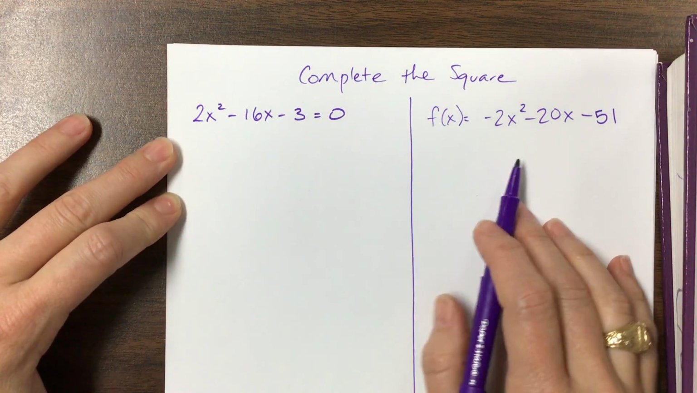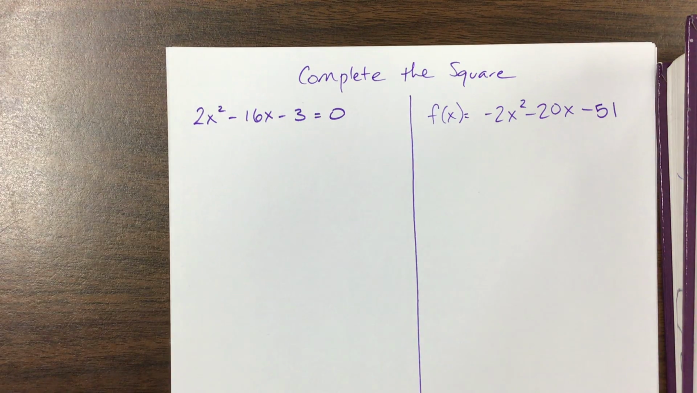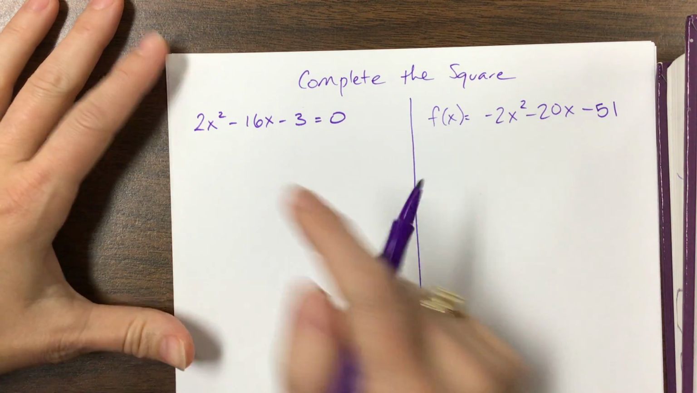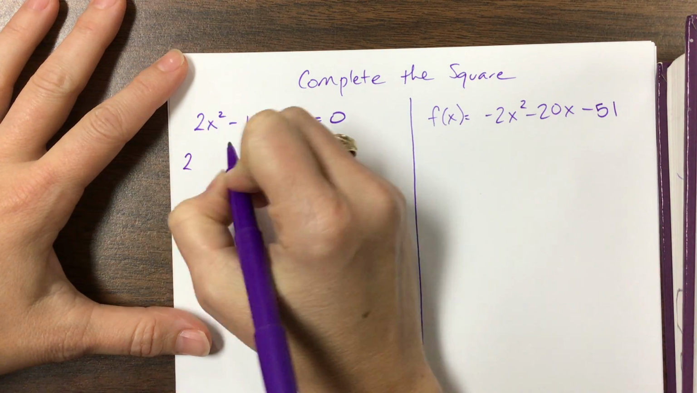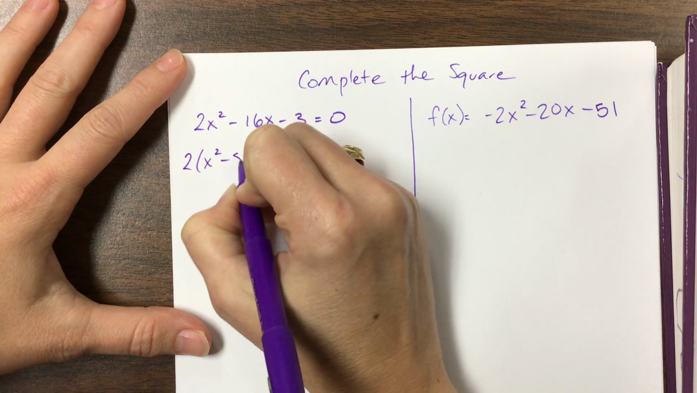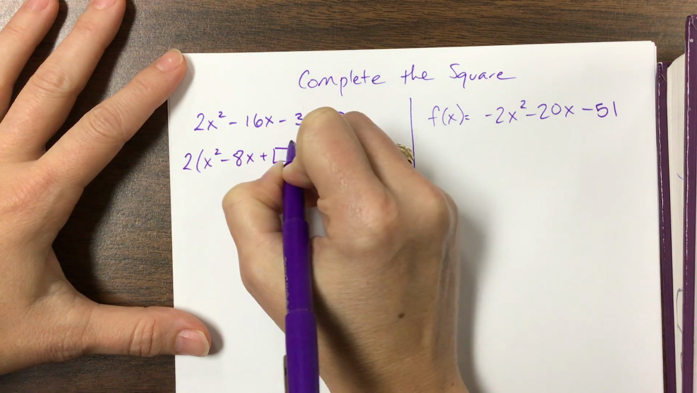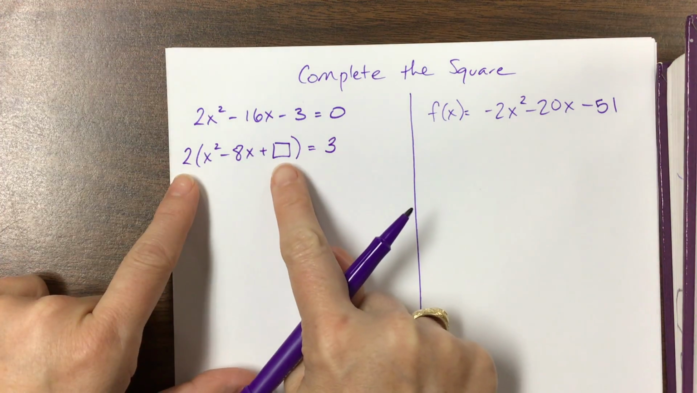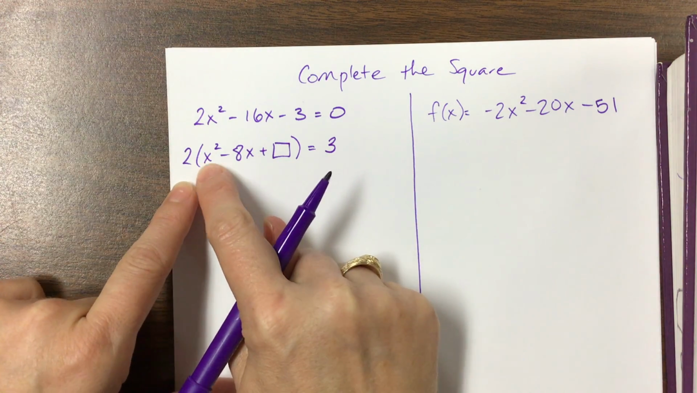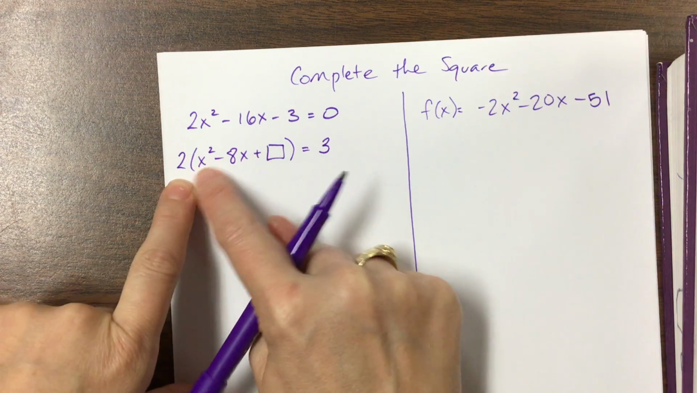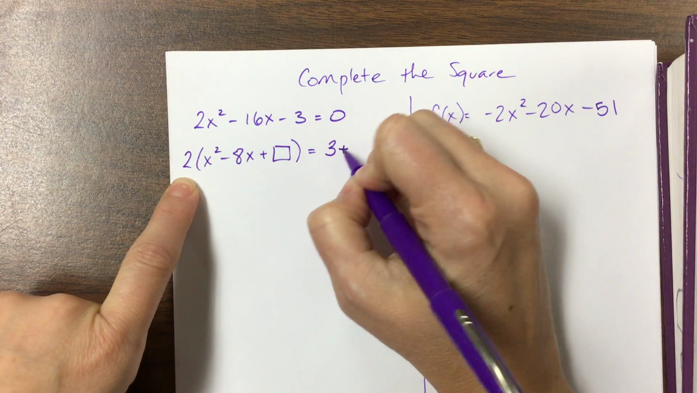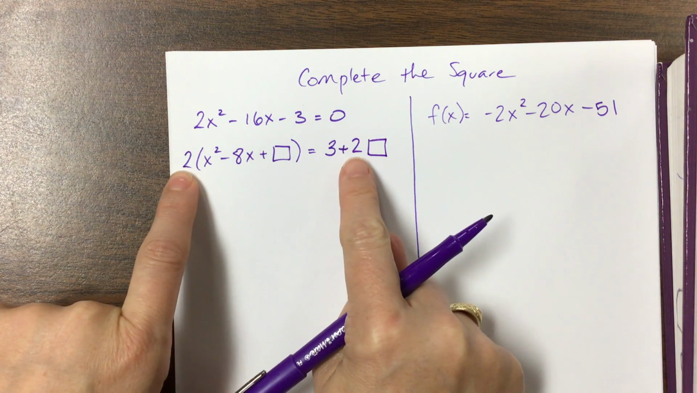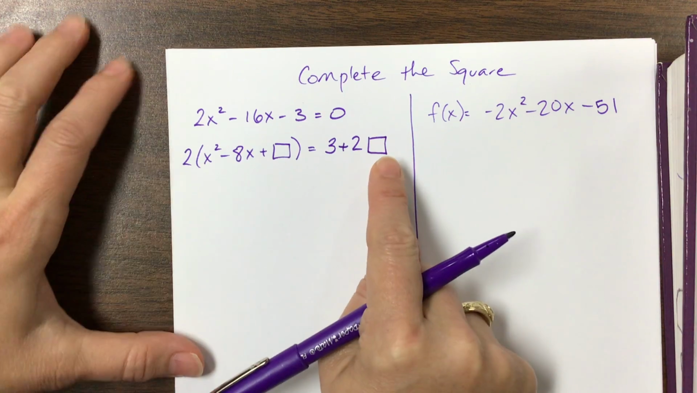So the first one, I designed these to be a little bit more than basic. Like the 2 out front is what I'm referring to. So I'm going to factor that out. Oh, and I meant to move this over to the other side. This gets moved over to the other side. And now notice this is not just x squared, this is 2x squared, and it's not just box, it's 2 box. So what I can do is add the same thing to both sides. So I can add 2 box to this side and add 2 box to that side.